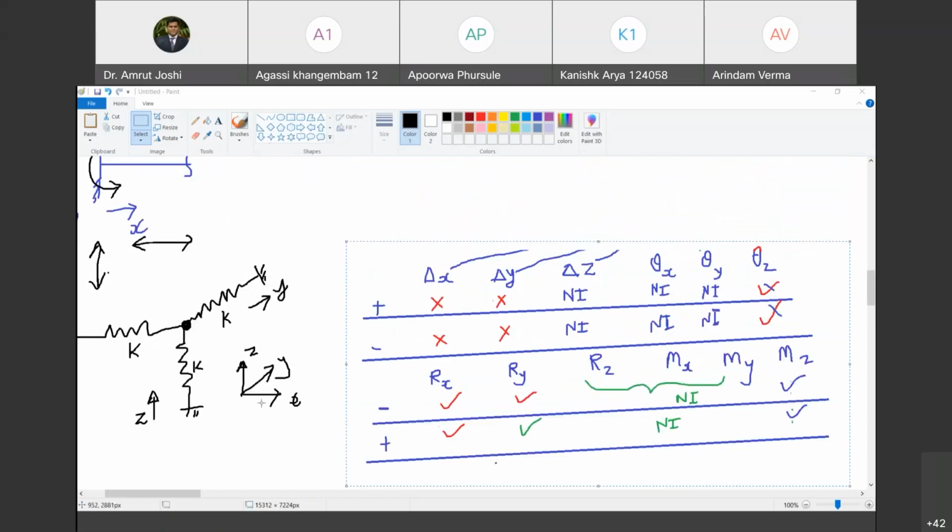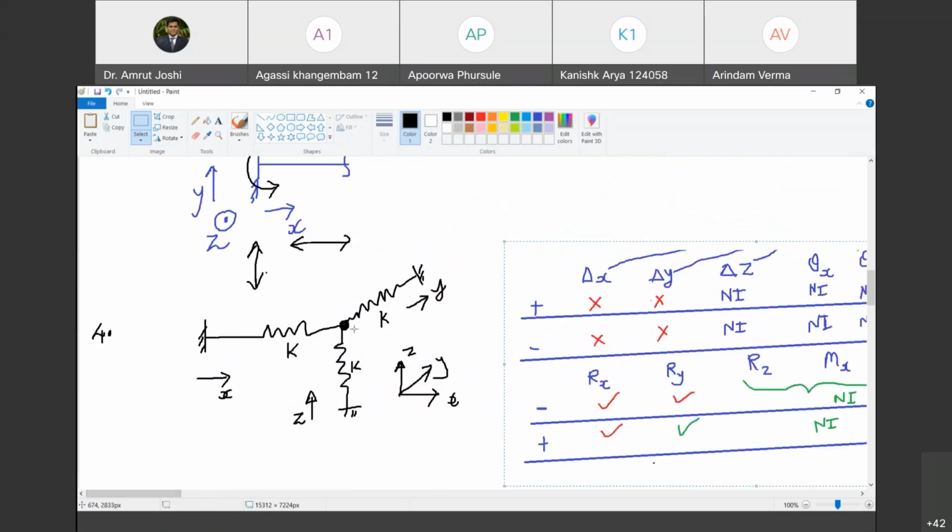Now, what can you tell about delta x? At this kind of support, is delta x possible? I think it's possible, sir. It is possible, but partially, not freely. Do you agree with me? Yes, sir. So what I am going to write down is delta x is possible partially. It means it is restrained but partially. Are you with me? Yes, sir. This is also restrained but partial. Remaining component is allowed, but partial component is restrained due to stiffness of the spring. Do you agree with me?